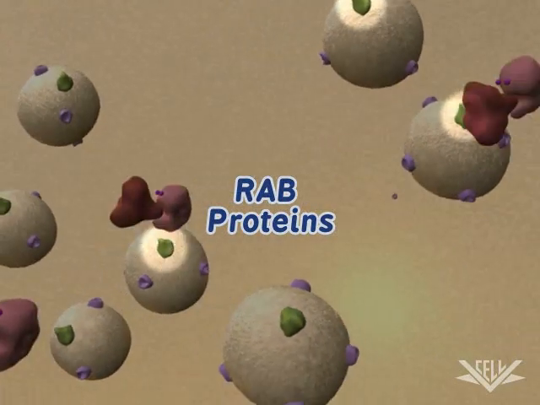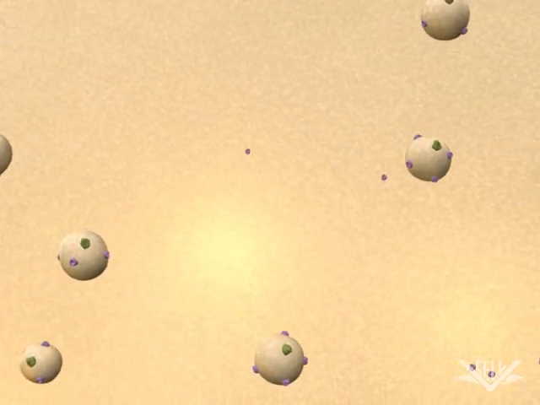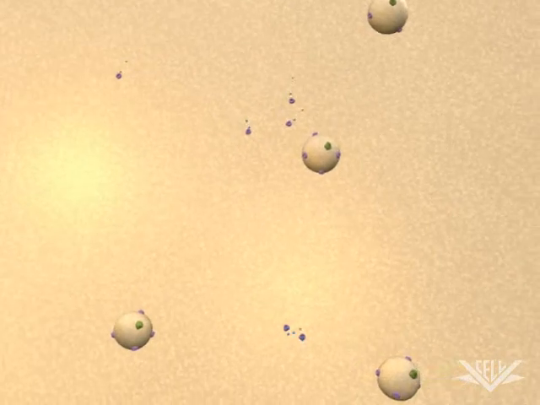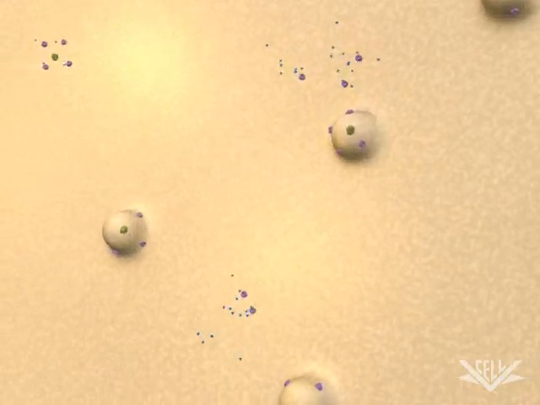Once the vesicles have merged, many GLUT4 proteins are embedded in the membrane, and large quantities of glucose can move into the cell. It is the signaling pathway that ensures only the correct molecules will be allowed to enter the target cell.